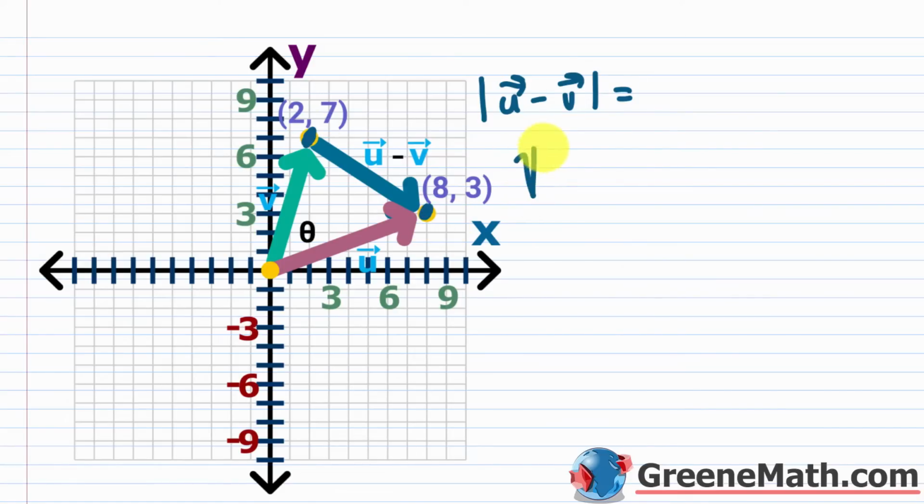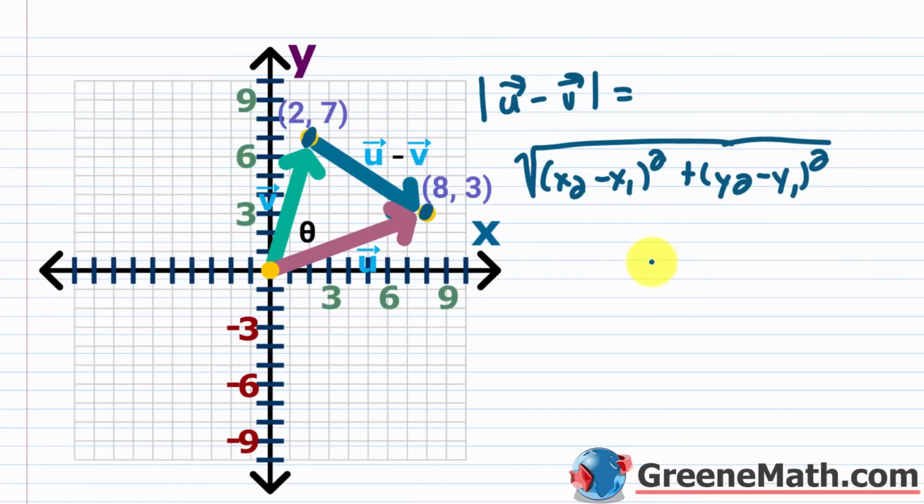Okay, so we can say this is the square root of, you take your x sub 2 minus your x sub 1 quantity squared plus your y sub 2 minus your y sub 1 quantity squared. Okay, so in this case, let's just say this is point 2 and this is point 1. Again, you can reverse it, it won't matter. But let's erase this and just say that this is going to be 8, and then this is going to be 2. And then for this guy right here, this is going to be 3, and this is going to be 7. Now, what you're noticing here is we're getting 6 and negative 4, which is exactly what we got when we did our subtraction, right?